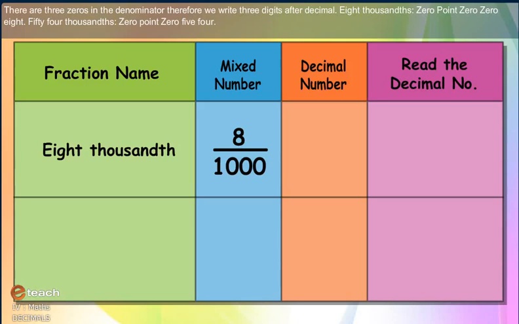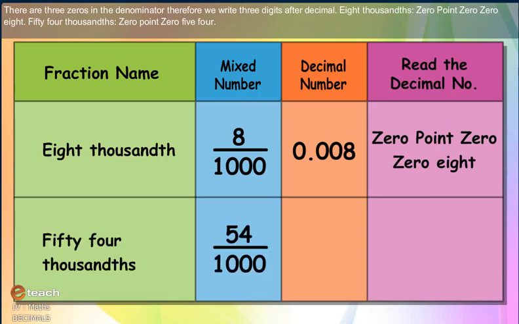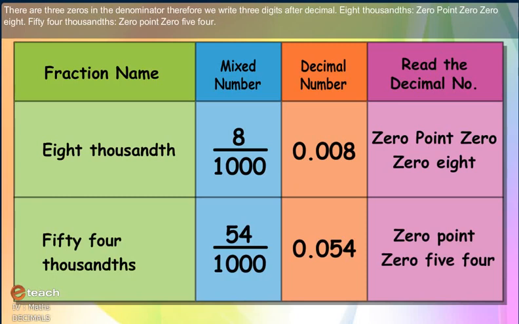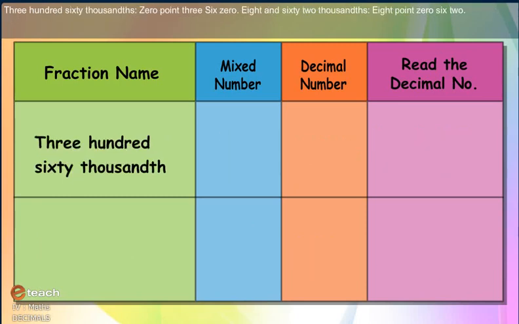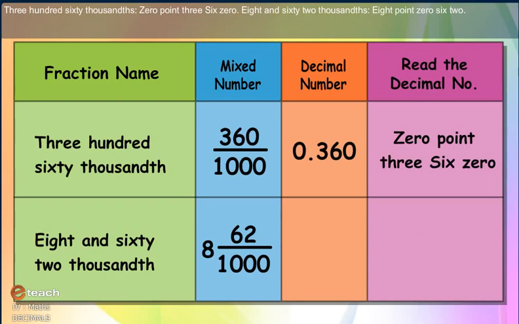8/1000 is 0.008. 54/1000 is 0.054. 360/1000 is 0.360. 8 and 62/1000 is 8.062.